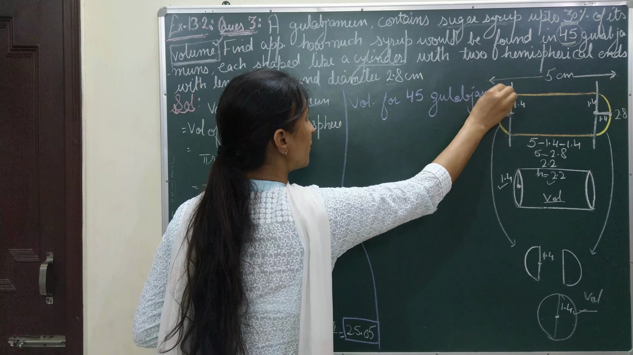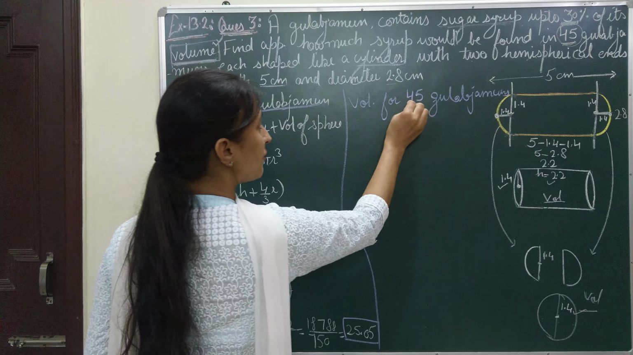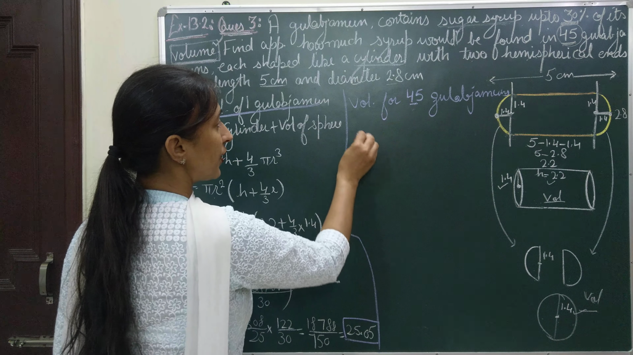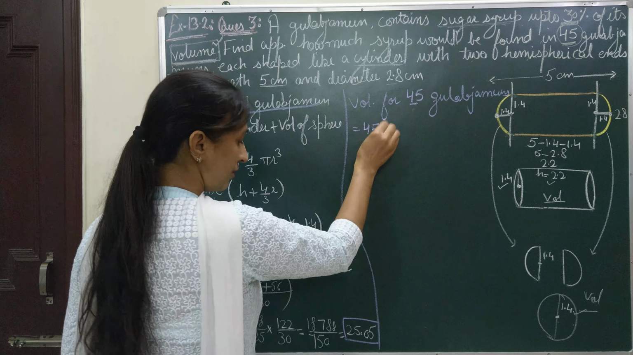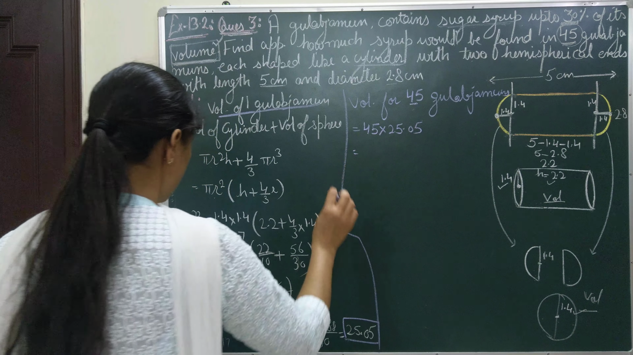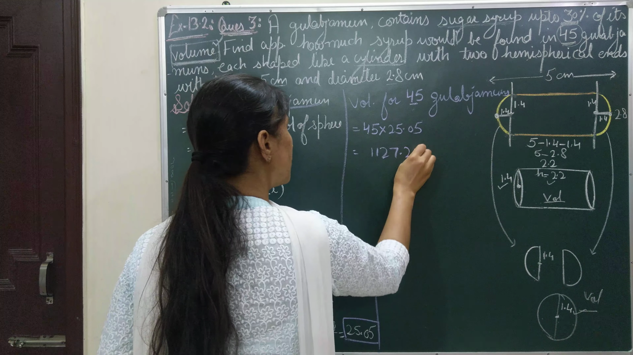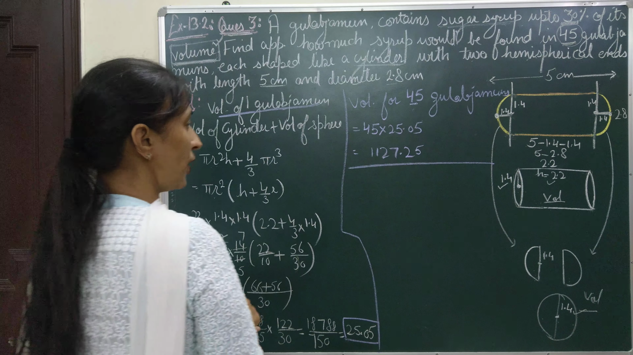Let us find the volume for 45 gulab jamuns now. Okay. So if I have got the volume for one gulab jamun and I am trying to find it for 45, what I will be doing is multiplying this figure with 45. Now the volume for 45 gulab jamuns will be 45 multiplied by 25.05, which will be 1127.25.